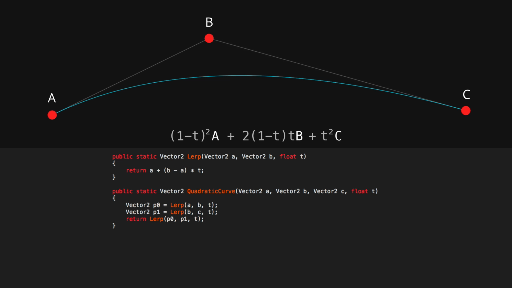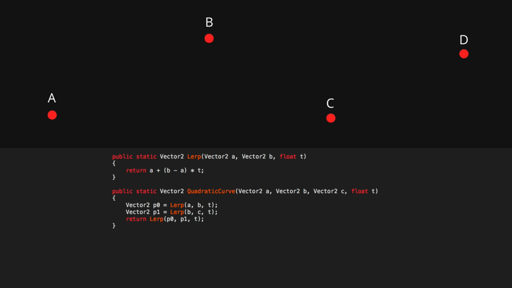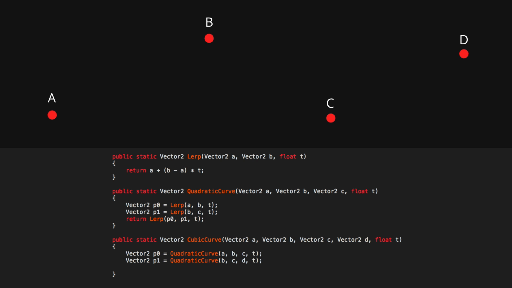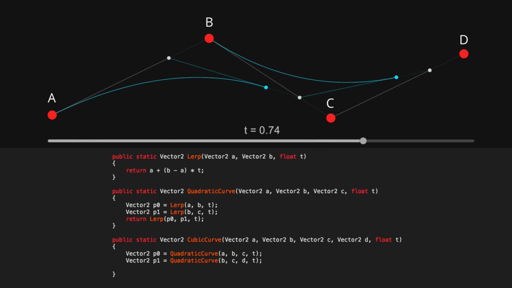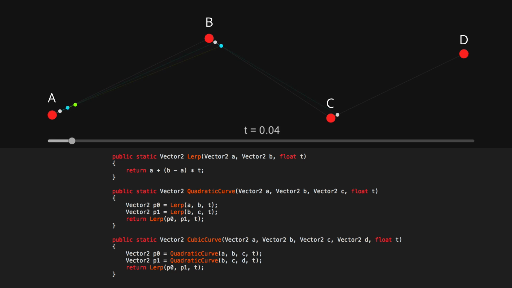Now, with just a single control point, our influence over the curve is a little bit limited, so let's add a 4th point and create a new function for computing this curve. We'll use our old quadratic curve function to calculate P0, the point on the curve between points A, B, and C, and P1, the point on the curve between points B, C, and D. So if we visualize this quickly, the 2 blue points are P0 and P1, each tracing out their own quadratic curve. We now return the linear interpolation between P0 and P1, which is visualized with this green point.